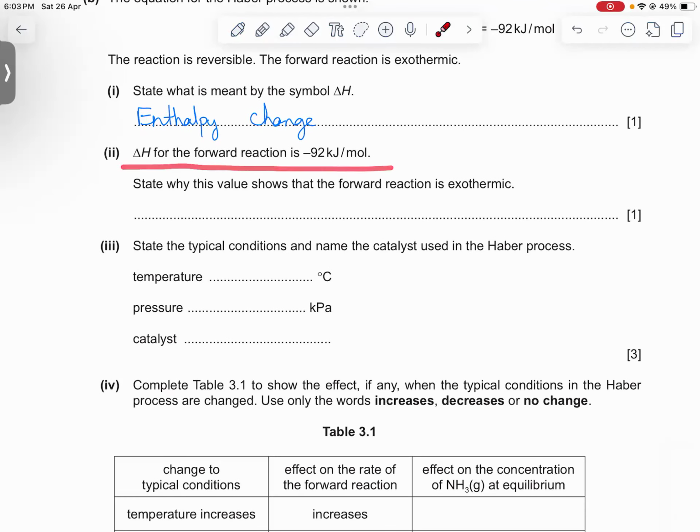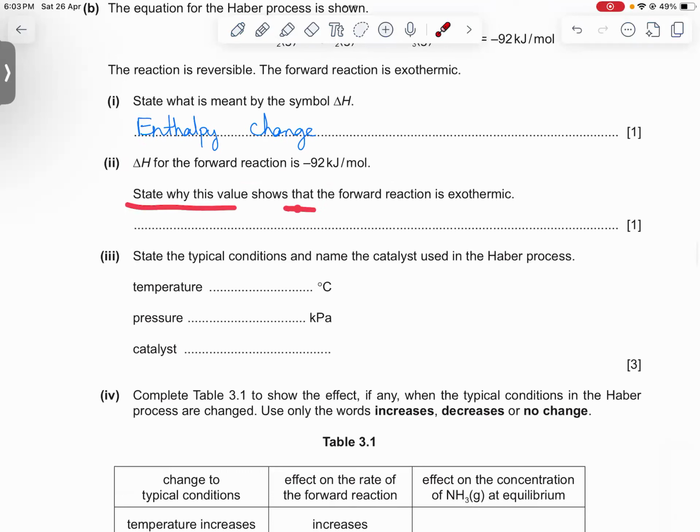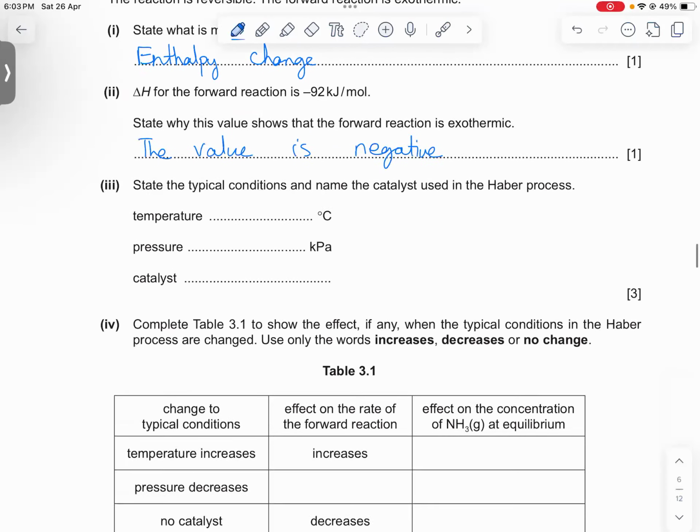Delta H for the forward reaction is -92. State why this value shows that the forward reaction is exothermic. The value is negative. All right, the negative value shows that the forward reaction is exothermic.